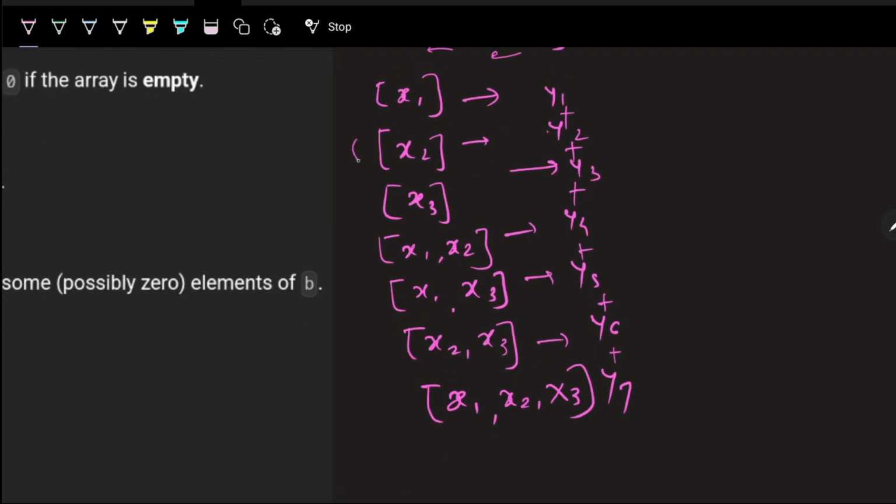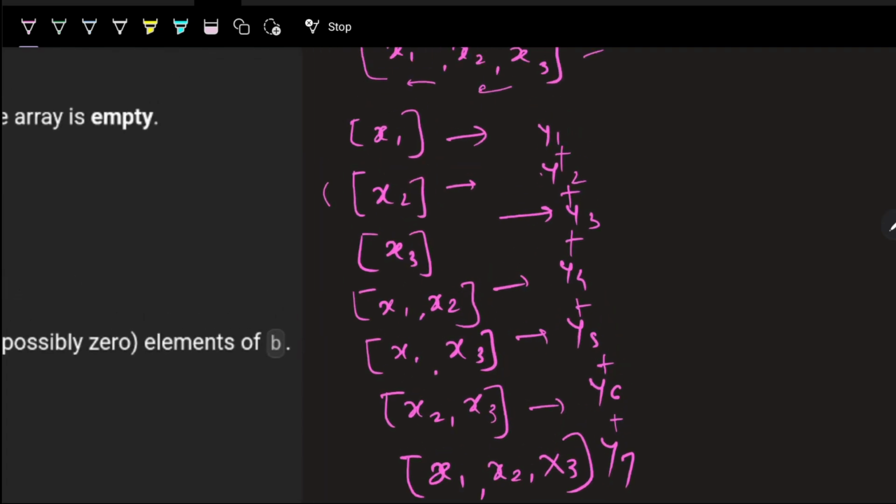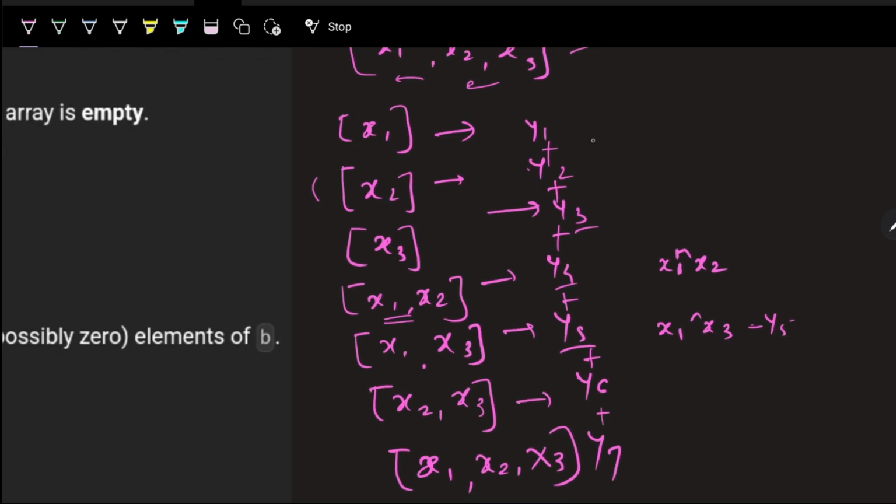So these are the possible subsets: x1, x2, x3, x1 x2, x1 x3, x2 x3, x1 x2 x3, and we have to take the XOR of all the possible subsets. It means that for this it should be x1 XOR x2. For this it should be x1 XOR x3, and so on. I am keeping these as y1, y2, y3, y4, y5, y6, y7, and what we have to do at last is just return the sum of all these y from y1 to y7, and this will be my answer.